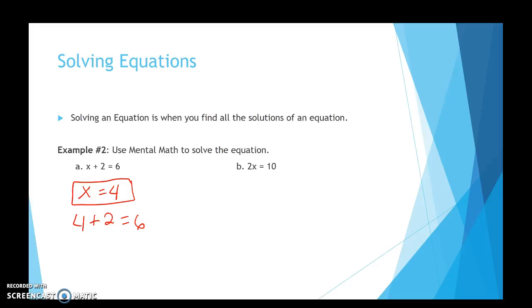Mental math here for B, 2x equals 10. Well, what number times 2 gives me 10? Well, 5 times 2 gives me 10. 2 times 5 gives me 10. So x equals 5. That would be my answer for example number 2. Please make sure you're writing down your work and circling the right answer as well, please.